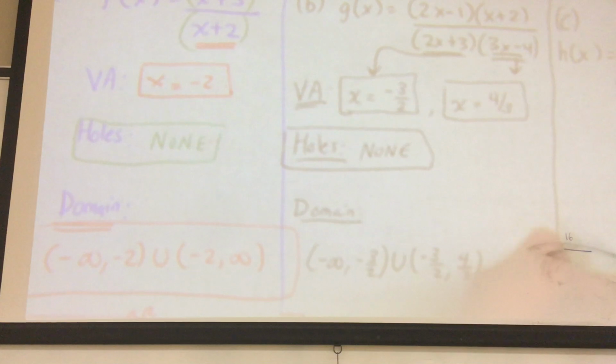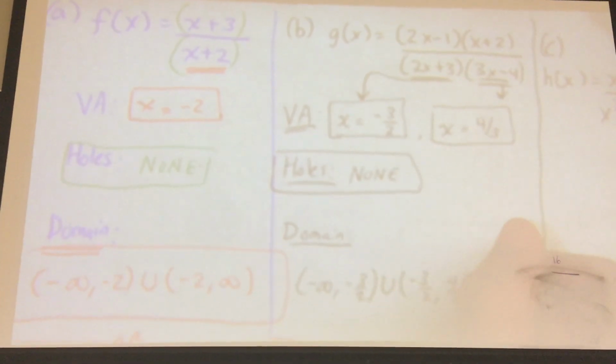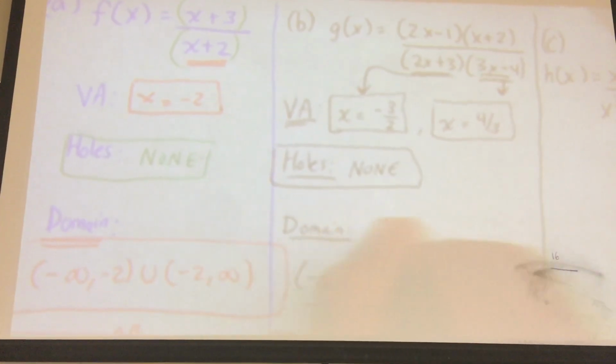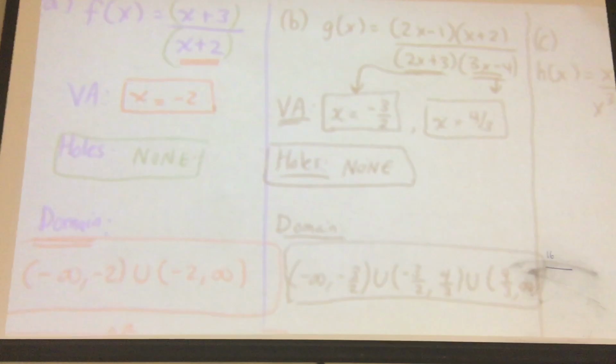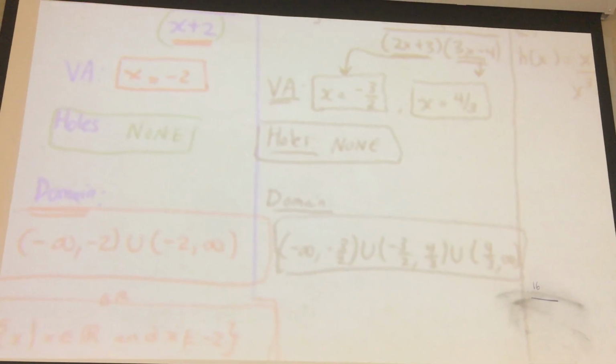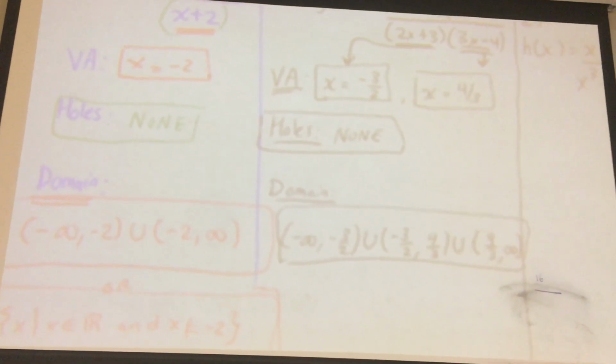This is the one some students forget about. They remember to go left and right of each of them, but they forget about in between. And then finally, anywhere to the right of 4/3, 4/3 toward infinity. So that would have been the interval notation version. If you wanted set builder, it would be exactly like this, except you'd have two things to say not equal to, but exactly the same logic.